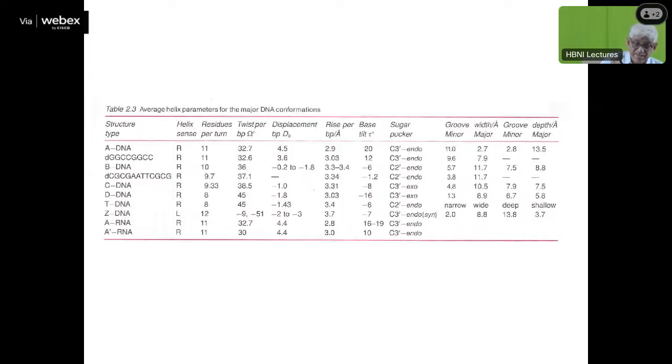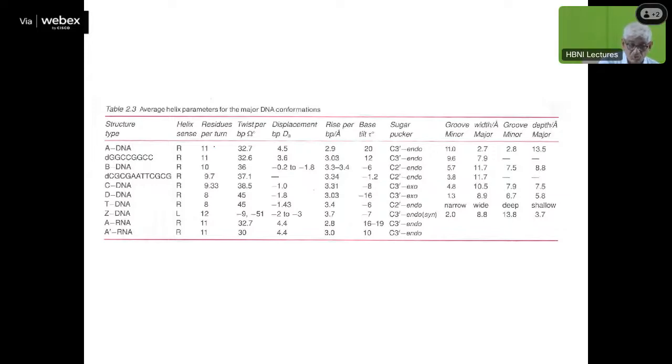B DNA, these are right-handed structures, and the Z DNA is a left-handed structure. Okay, the helix sense goes in that manner. Considering two repeat units, 2 units of the repeat, it goes in the left-handed sense, and that is one difference.